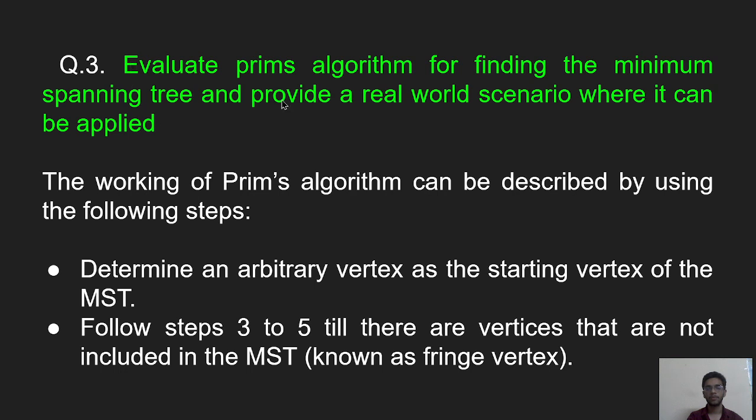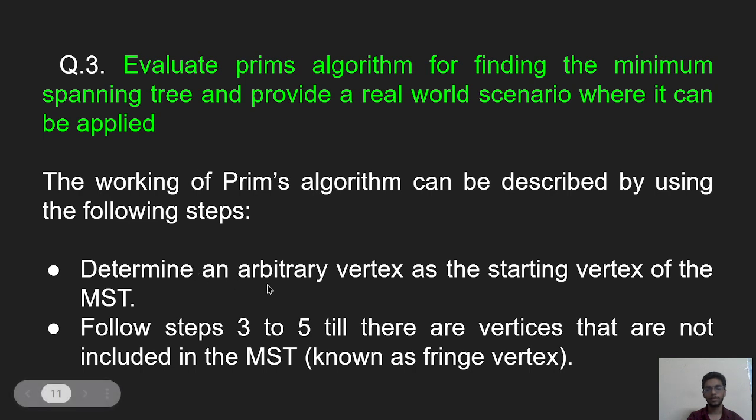Now we will evaluate Prim's algorithm for finding the minimum spanning tree and provide a real world scenario where it can be applied. The working of Prim's algorithm can be described by using the following steps. Determine an arbitrary vertex, the starting vertex of the MST. Prim's algorithm is used to find the minimum spanning tree. Minimum spanning tree means in a graph where there are n nodes, we try to find a tree which has no cycles and which has the minimum cost.